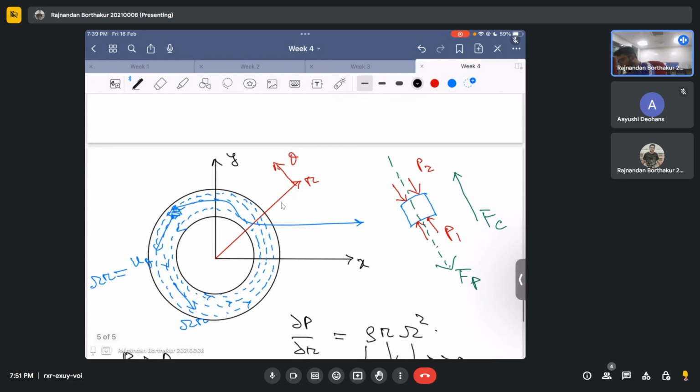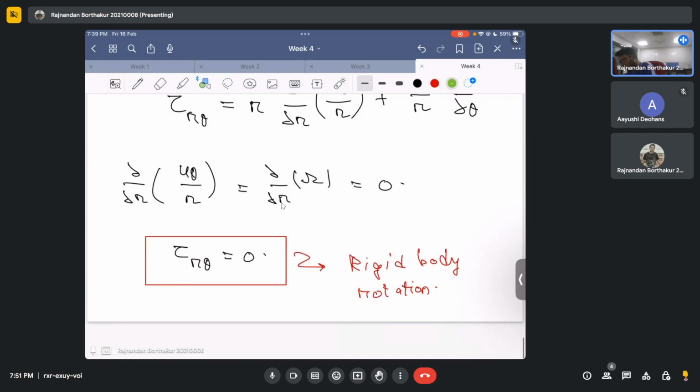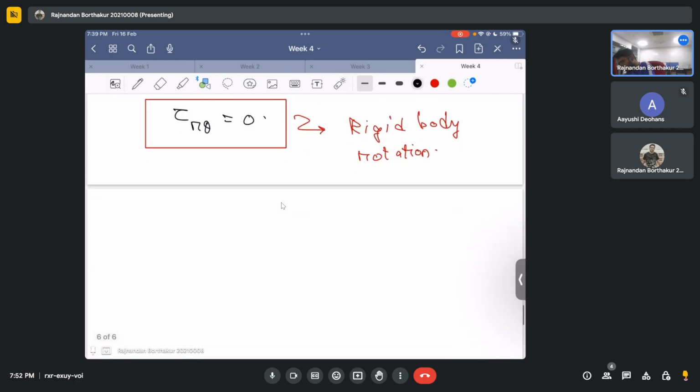So can you tell me what the velocity field would look like at any radial r? Let's think about how we can draw the velocity field. What do we know? We know that u theta is omega r, which means ur is 0, that we already know, and uz is also 0.